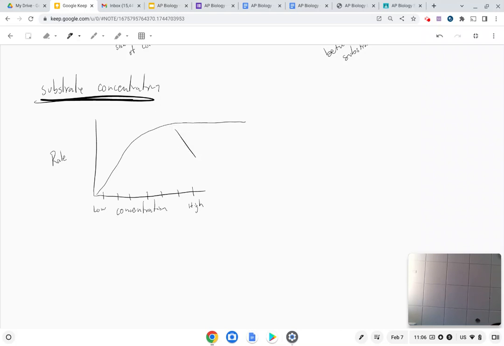And it's at this point the active sites become saturated. So what this means is increasing the substrate no longer has an effect. Now, why would that be?